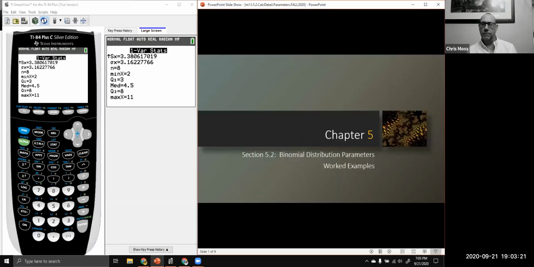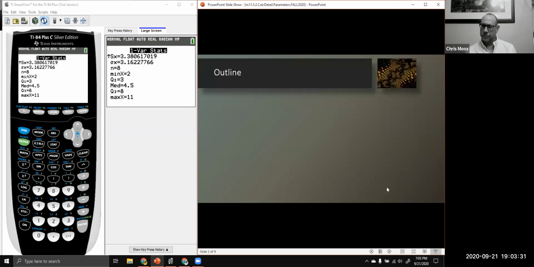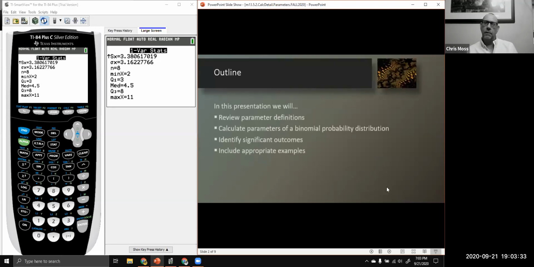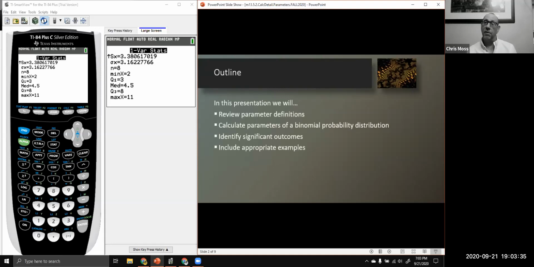All right. Section 5.2, binomial distribution, the parameters. We have some worked examples for you. In this presentation, we're going to review the definitions of the parameters. We're going to need the formulas, so we need to go over them. We'll calculate the parameters of a binomial probability distribution, and then we'll identify significant outcomes.